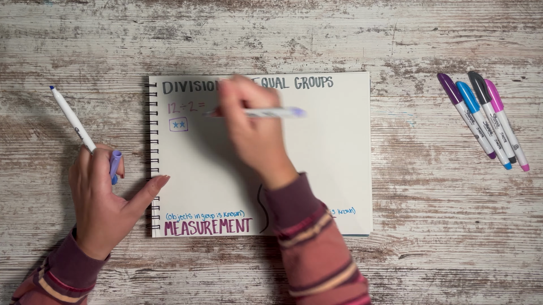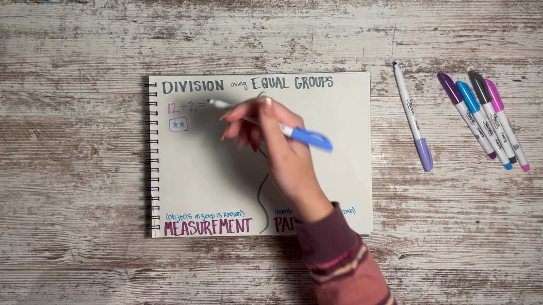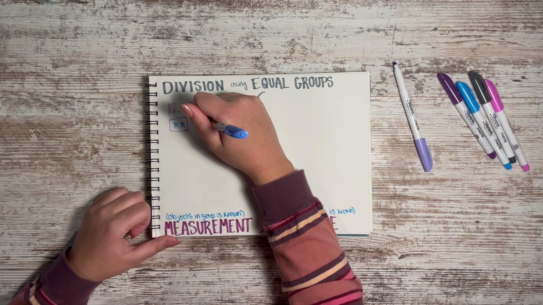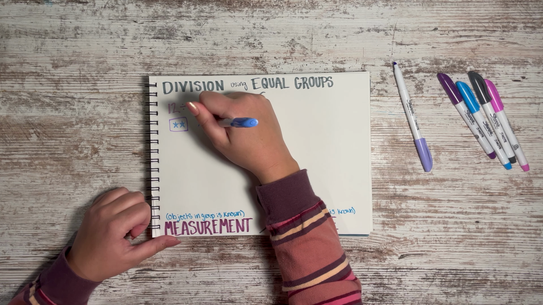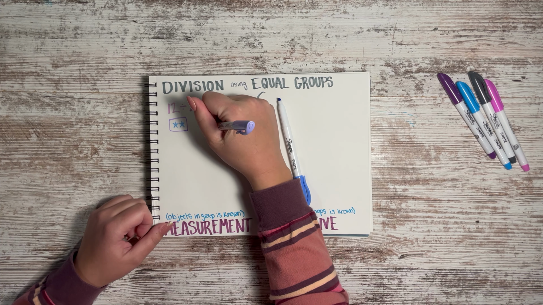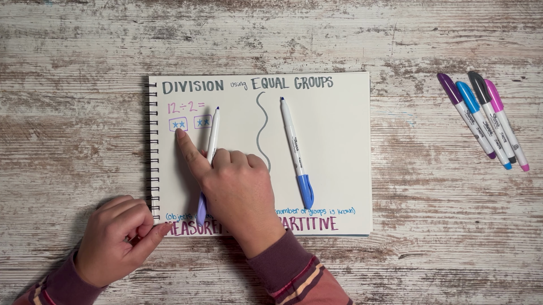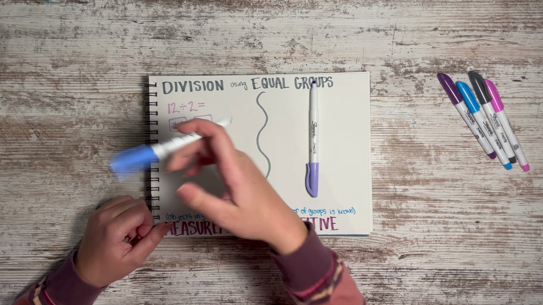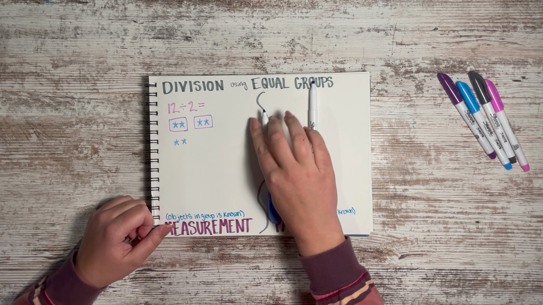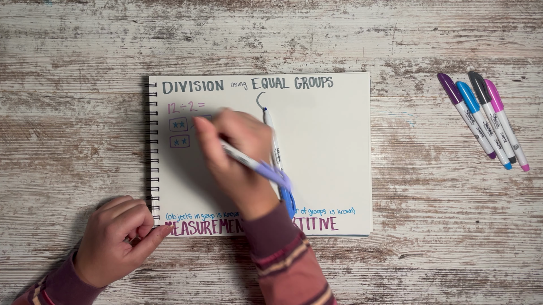Because remember, we know the amount of objects in the group, but we don't know the amount of groups we need. So I'm going to do this until I have 12 stars total, and we'll see how many groups I have, and that will be my quotient. So now I have 2 groups of 2, which equals 4 stars. And I'll just keep doing this until I have the amount of groups I need.